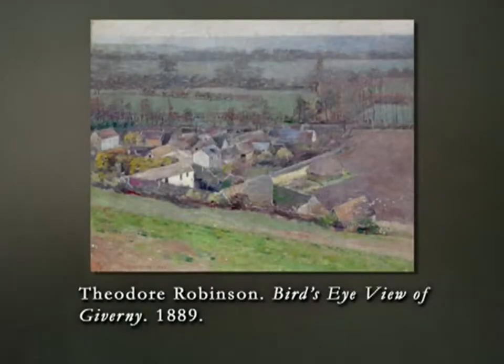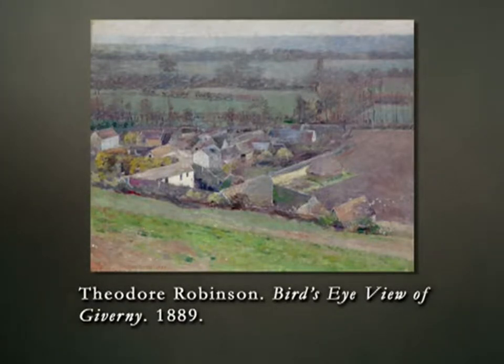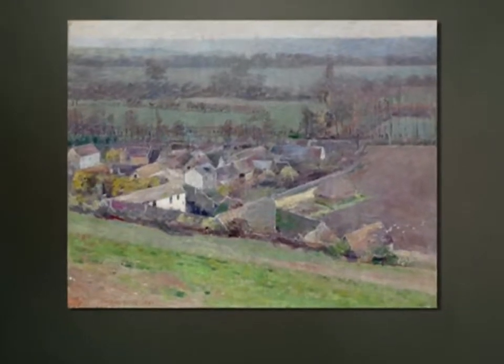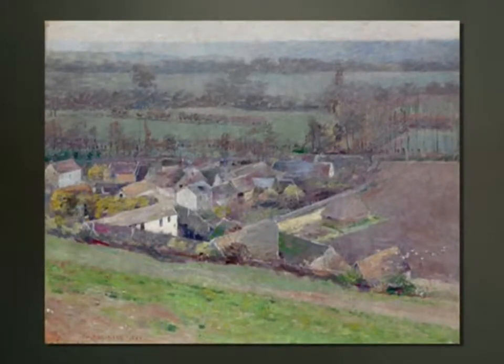This is a work by Theodore Robinson. He's an American impressionist. And the title of the work gives away what your point of view is, because you can see we're way up high, looking down on this landscape, looking down on this town. The title is Bird's Eye View of Giverny. It's from 1889. And that's exactly what we term that very high point of view. It's called bird's eye view. We will hear later about a very low point of view, and of course that is the worm's eye view.